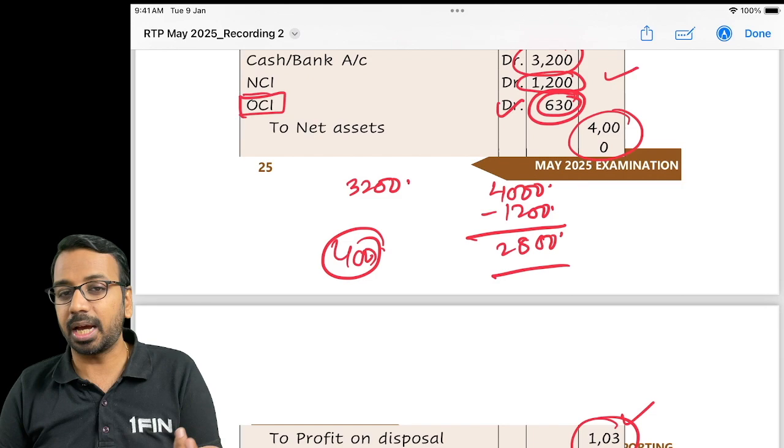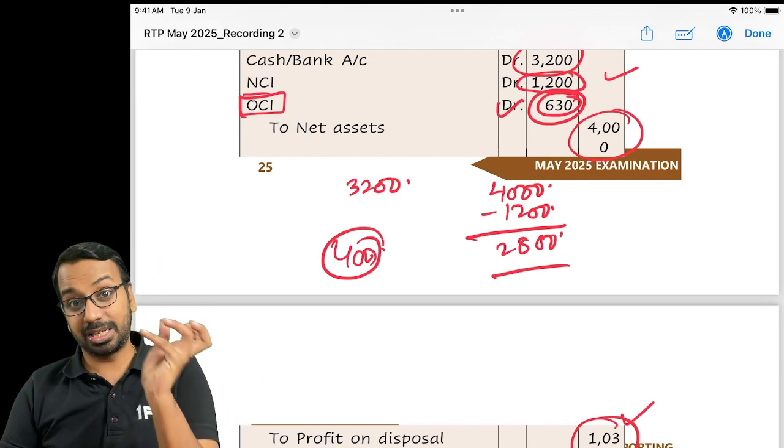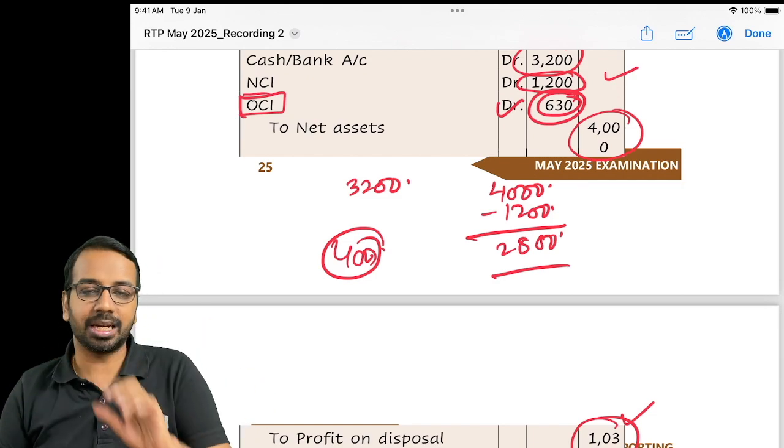Sir, what about NCI's OCI? NCI's OCI we don't recognize. We consider them as a part of the net assets only, and hence it will remain as it is.